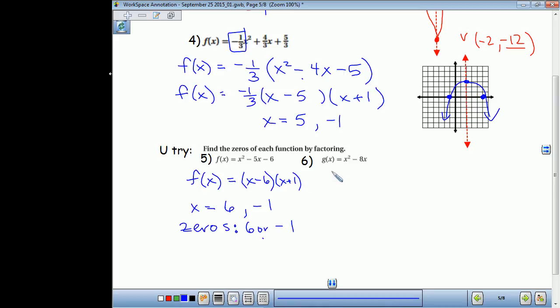Okay, now this one just has the GCF, and sometimes just having the GCF throws us. We always want it to do more, but sometimes it doesn't. So x would be 0 or 8. So those are the zeros of our function. The zeros of our function are 0 and 8. And the x-intercepts occur at 0 and 8.